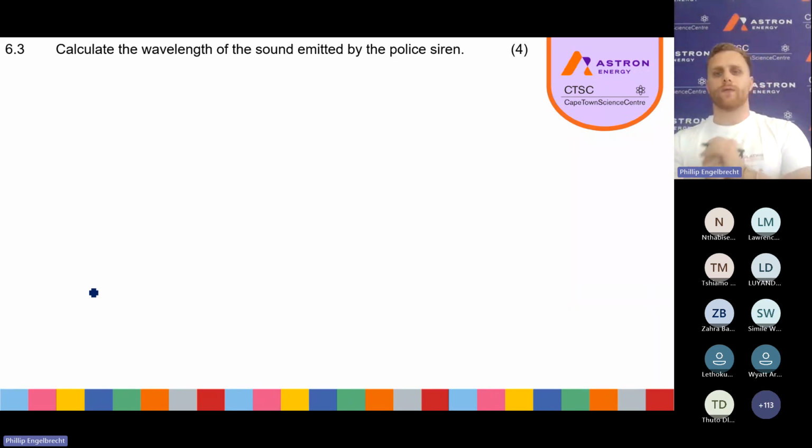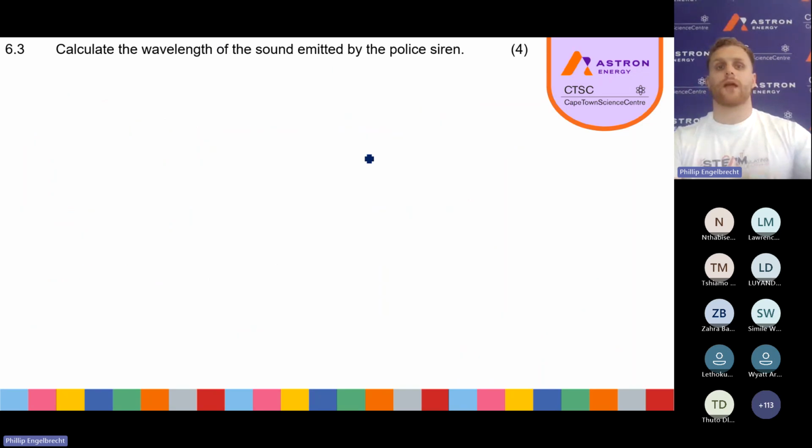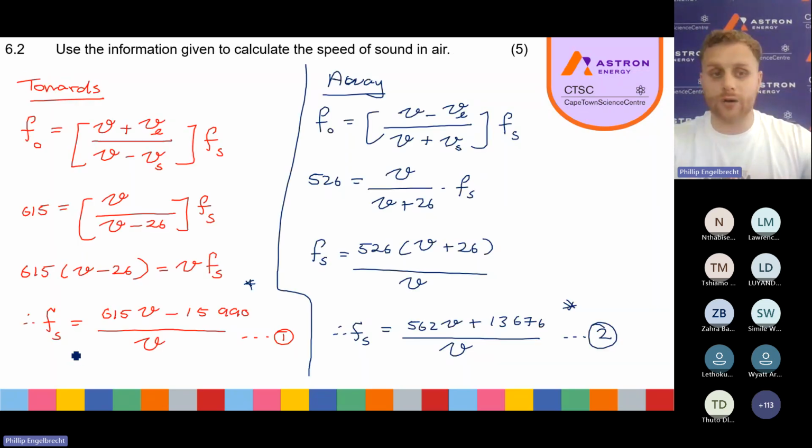Calculate the wavelength of the sound of the police siren. Okay, so we need to figure out what is the wavelength of the sound produced by the police siren. Well, here's the thing. I don't even know what the frequency of the sound is. But let's go back to my previous equation. I figured out how I can calculate it. So I'll say that the frequency of my source, or my police siren, is equal to one of these equations. I could have used this one or this one. It doesn't matter.